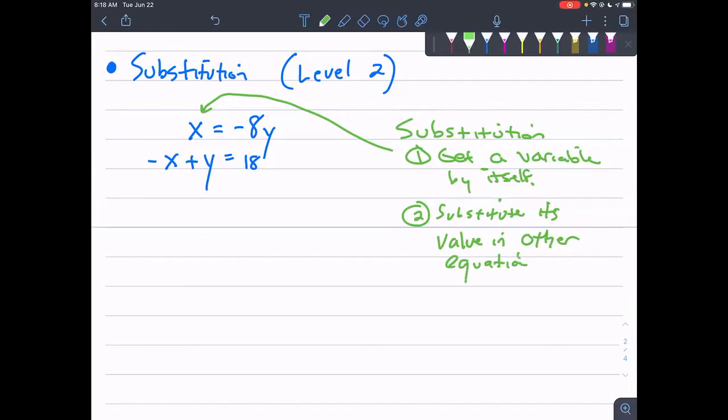So just like the last instructions, we're going to substitute its value, whatever that x is equal to, in the other equation. So if x was equal to 5, ignore that negative 8 part, we put a 5 right here. So we have a minus and then 5. But it doesn't say x equals 5. It says x equals negative 8y. So we're going to replace this with a negative 8y, which should still have a minus in front of it. So minus negative 8y plus y equals 18.